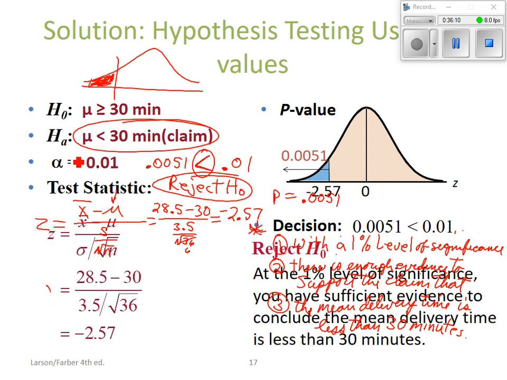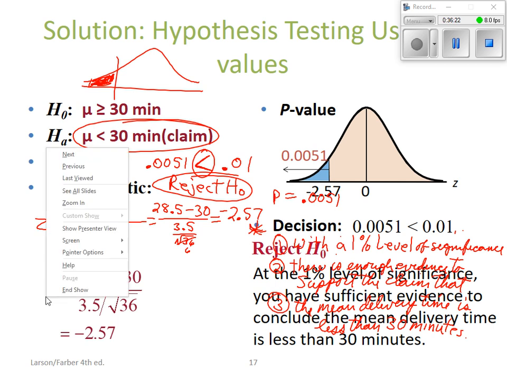real quick? So out of what they said, with a 1% level of significance, you have sufficient evidence to conclude that the mean delivery time is less than 30 minutes. Same thing.